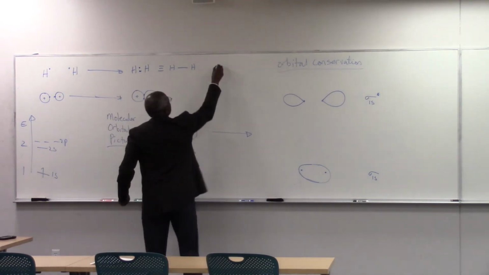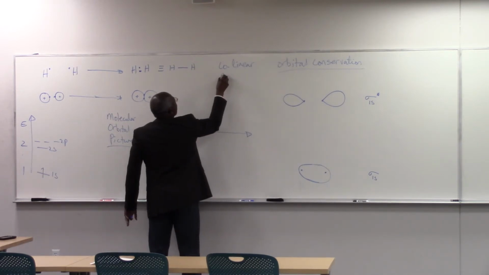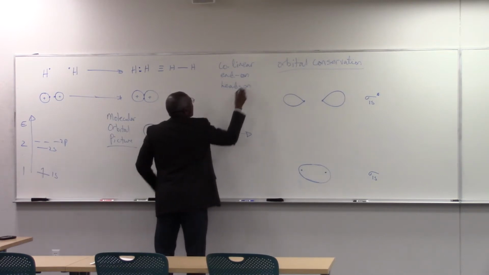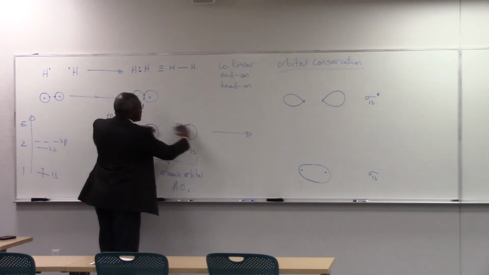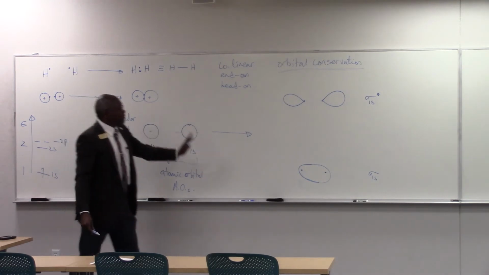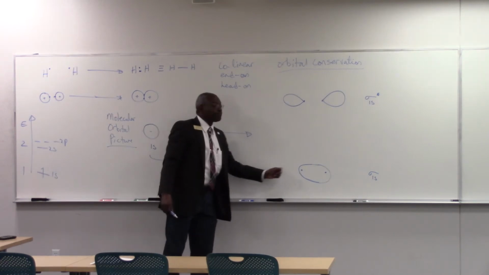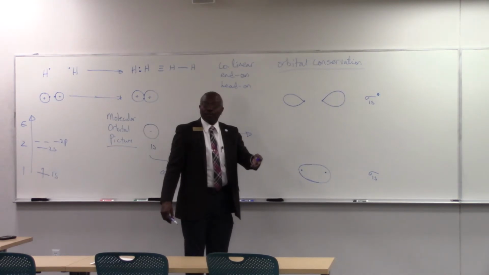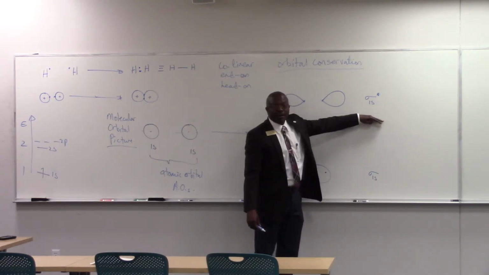So again, I'll write this down. It is collinear. It is end-on, or it's also called head-on. So head-on overlap or collinear overlap, so they're approaching on the same line. Collinear, head-on, end-on, gives rise to sigma orbitals. Because there were two of these, I must make two. What were the orbitals that formed the sigmas? Well, they were 1s. So it's called a sigma 1s, and the other one is called a sigma star 1s.